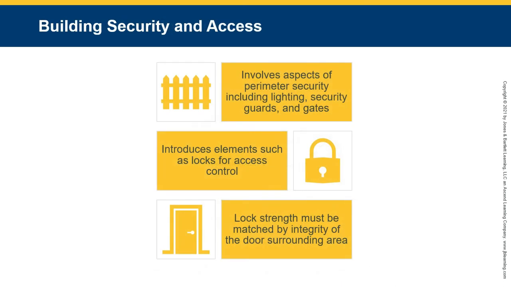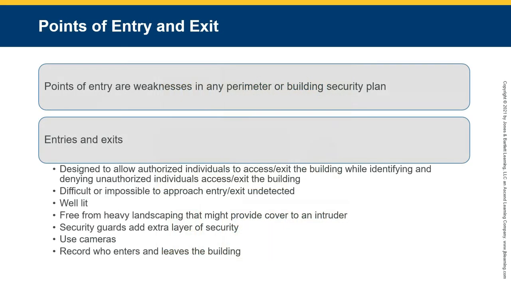Building security and access involves aspects of perimeter security, including lighting, security guards, and gates. It introduces elements such as locks for access control. Lock strength must be matched to the integrity of the door and surrounding areas. Points of entry and exit are a weakness in the perimeter of the building security plan.